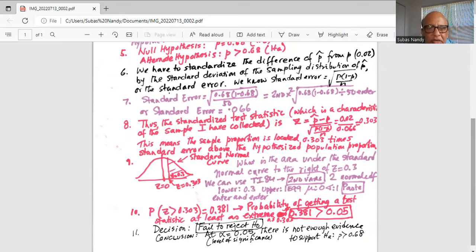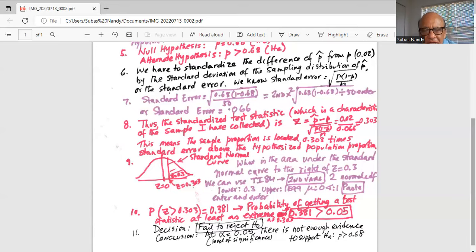The level of significance is 1 minus the confidence level. It is the maximum probability of rejecting H0 when it is true. That is the maximum probability of making a wrong decision. So since the area to the right of the test statistic is greater than the level of significance, we do not reject the null. We fail to reject the null hypothesis because the probability of getting a test statistic at least as extreme as 0.303 is 0.381, which is greater than the level of significance.